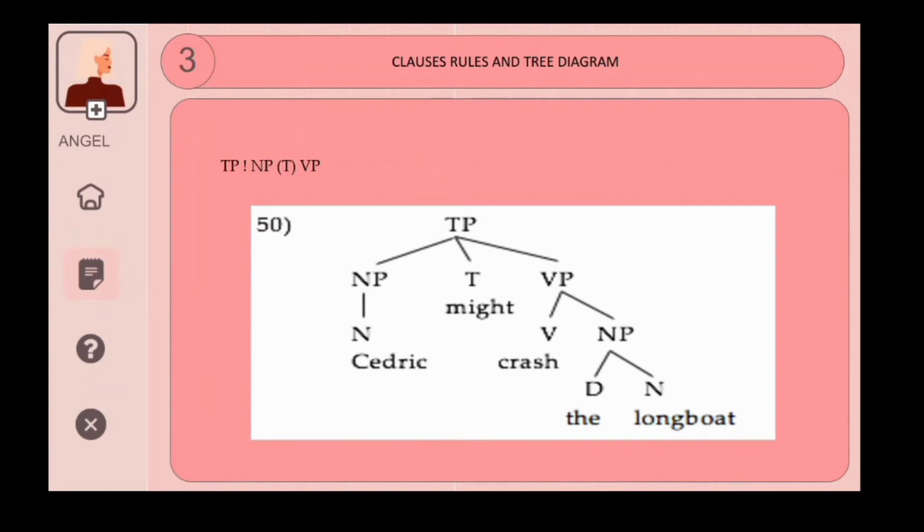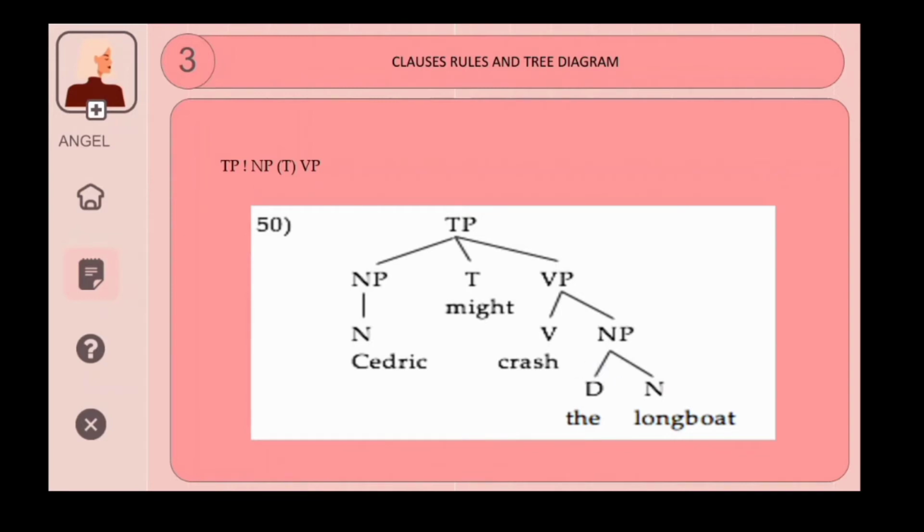So our diagram is TP, tense phrase, to noun phrase Cedric, which is our subject or noun, and the T is the auxiliary verb might, and the verb phrase is the verb crush, and then the noun phrase is the determiner the, and then the noun is boat. So the sentence is: Cedric might crush the boat.